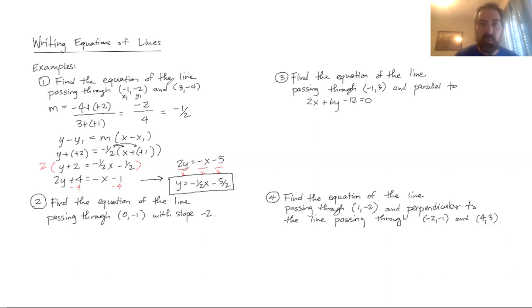So if we're given 2 points, we need to first find the slope. All right, now looking at example 2, we're given different information. Find the equation of the line passing through (0, -1) with slope -2.